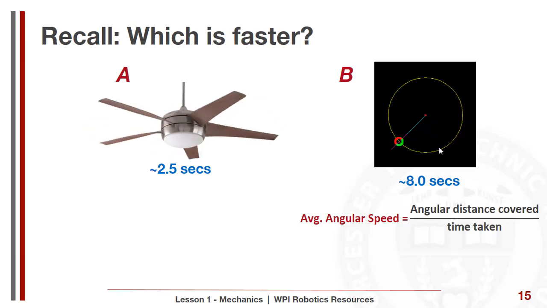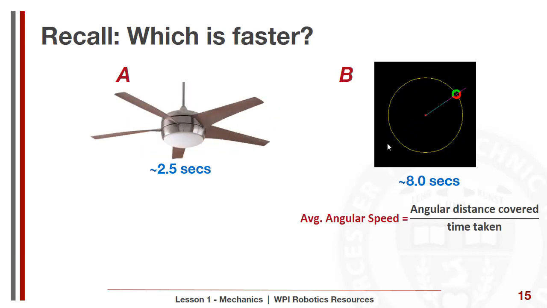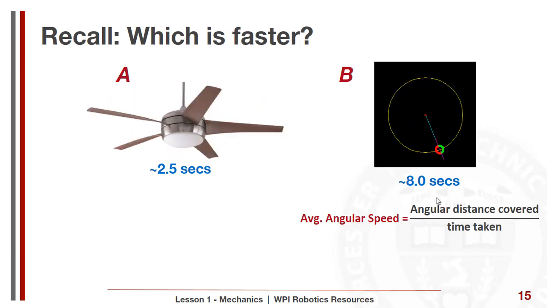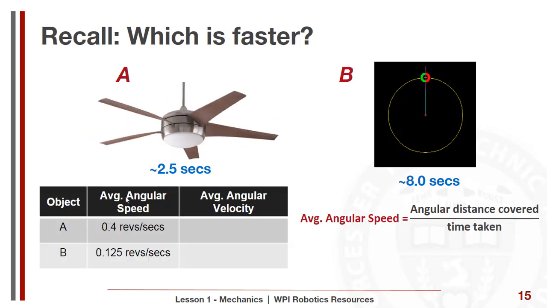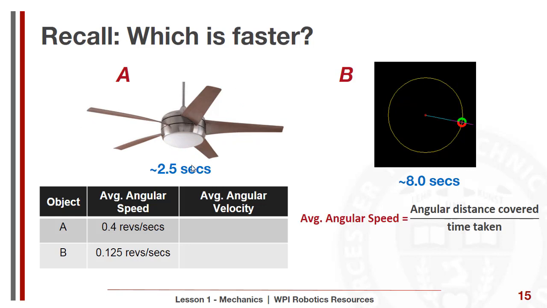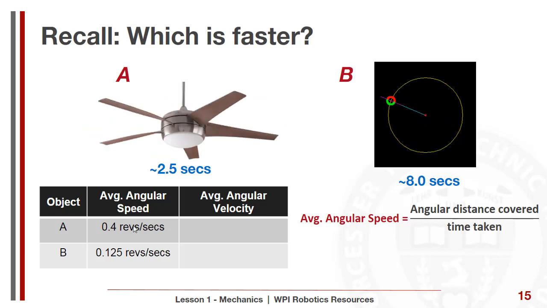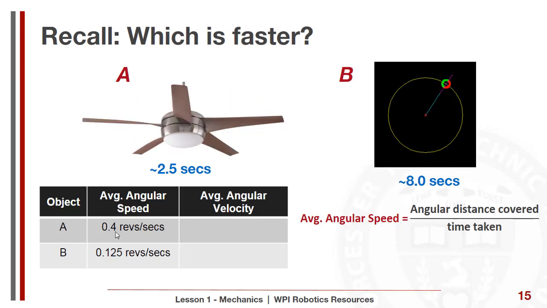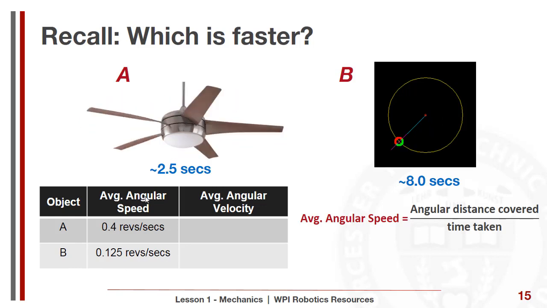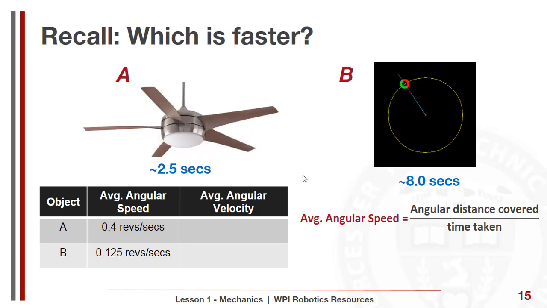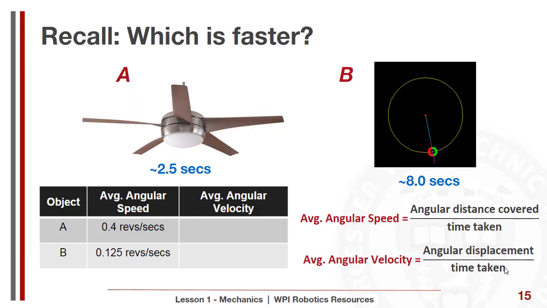how many times you rotate around, or you complete revolutions of the circular path, and then the time is the time taken. And so if you fill out this table, you have for object A, which is the fan, 1 over 2.5, which would be 0.4, and 1 over 8 would be about 0.125. And we can see these are scalar values determining the angular speed. We can also calculate the angular velocity, which would be an angular displacement over time taken.